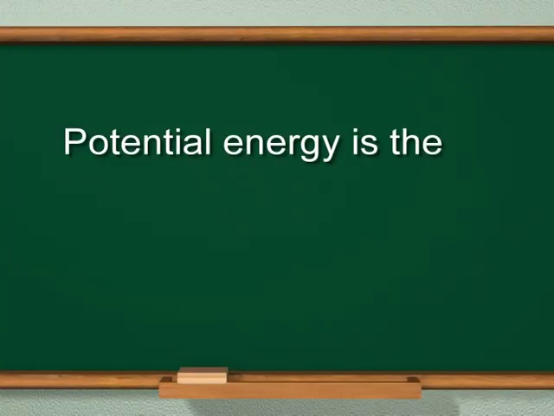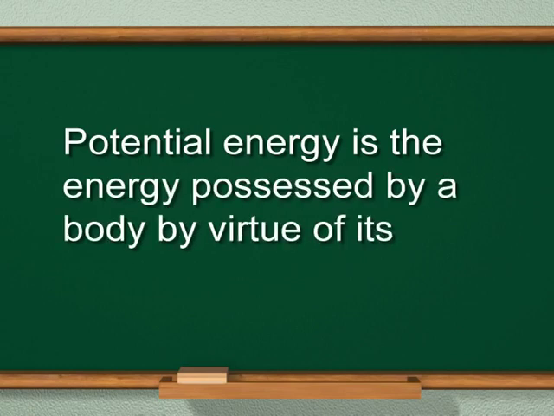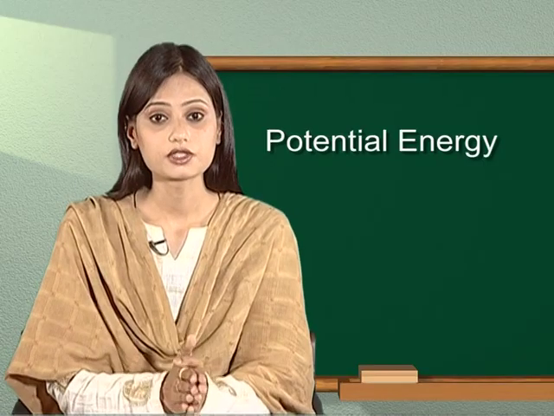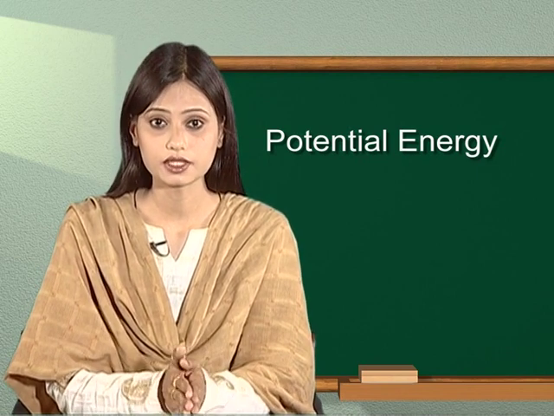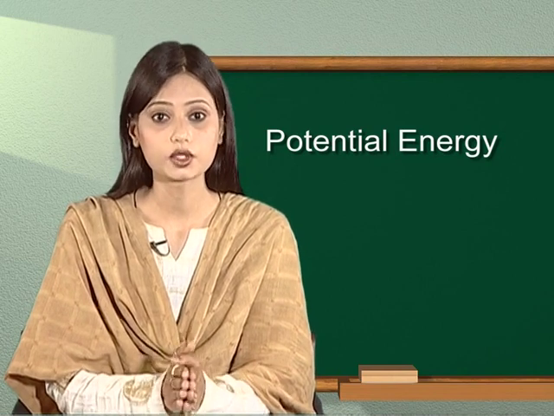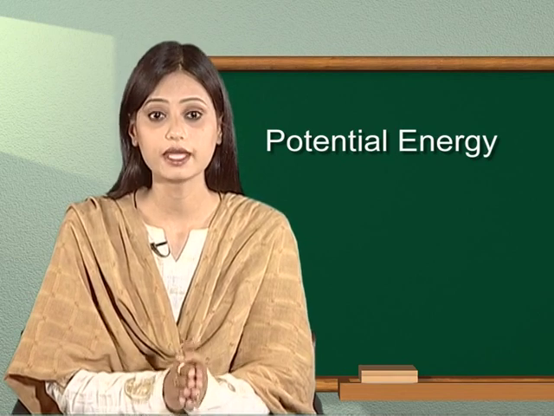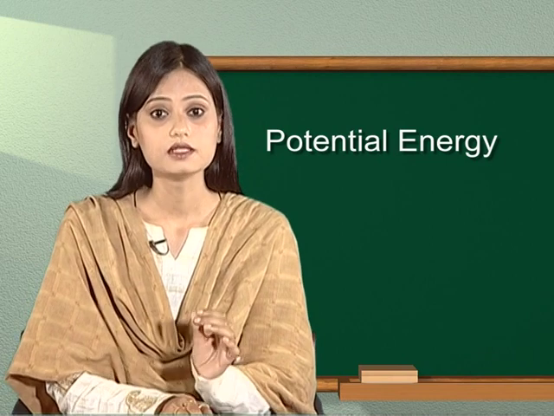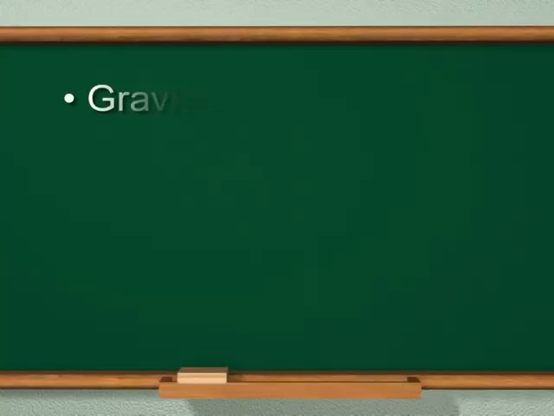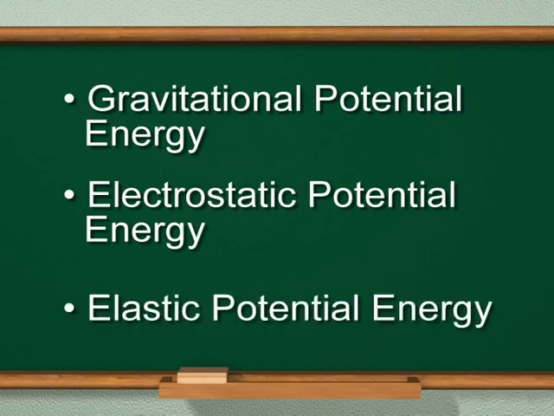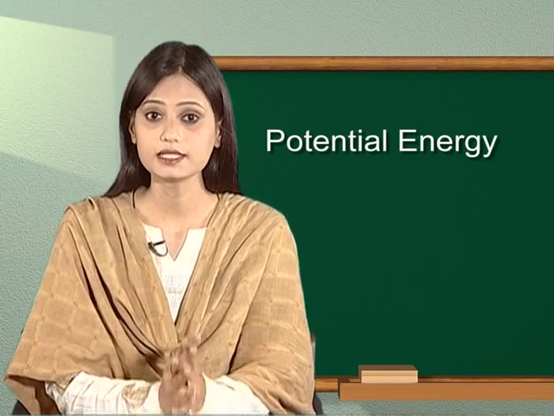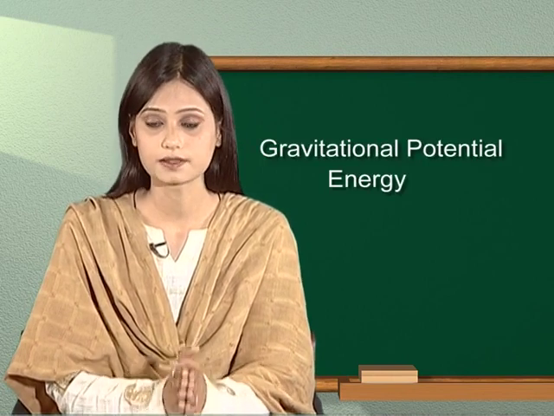Now, let us see what potential energy is. Potential energy is the energy possessed by a body by virtue of its position or configuration. The potential energy of a system may be defined as the amount of work done in bringing the bodies constituting the system to their present locations after having been removed to positions an infinite distance apart. There are different types of potential energy, such as gravitational potential energy, electrostatic potential energy, and elastic potential energy. In this lesson, we have to concentrate on gravitational potential energy. So, let us see what gravitational potential energy is.